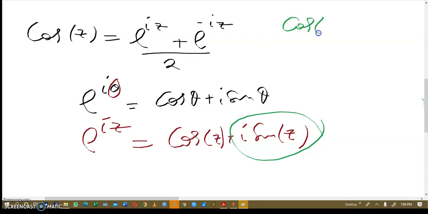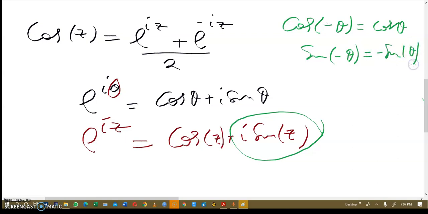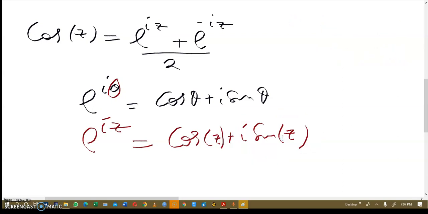We know that cos negative theta is equal to cos theta, and sine negative theta is equal to negative sine theta. So if we had a negative here and added it to a similar expression, then the sine part would cancel out. Let me just show what I'm trying to talk about here.